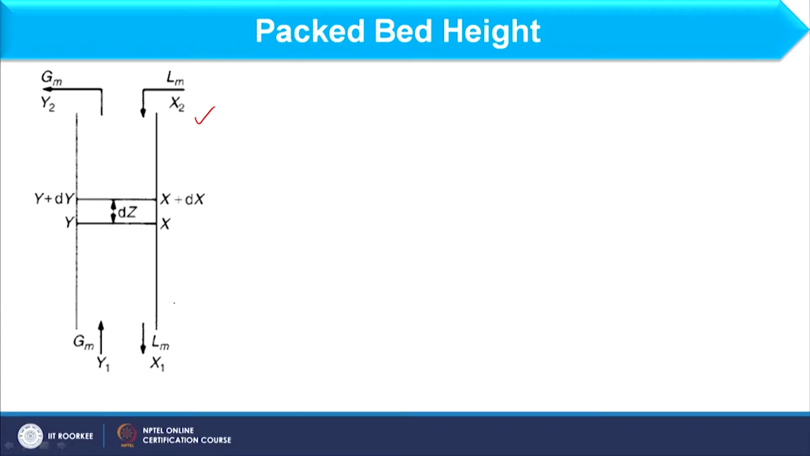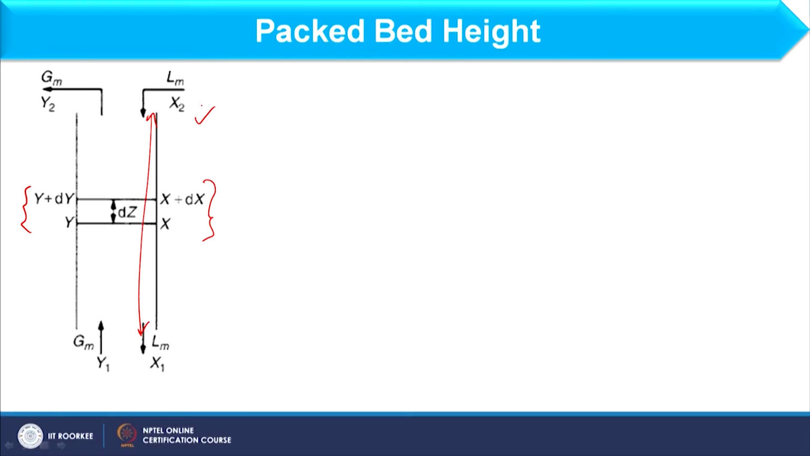So, first of all, as we have discussed, we have to calculate the bed height. To calculate the bed height, we should consider a schematic of the packed column as shown here. If you consider this packed column, this is basically the packing, and here we have considered a section along the length, with y plus dy and y when considering the concentration in the gas phase, and similarly x plus dx and x.